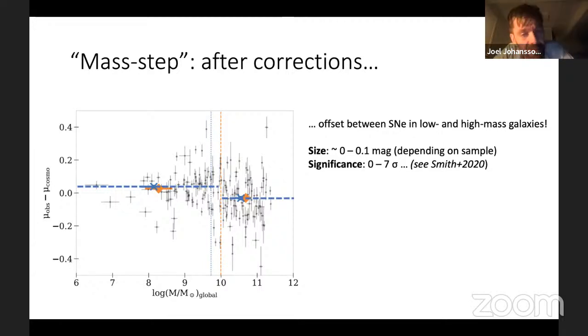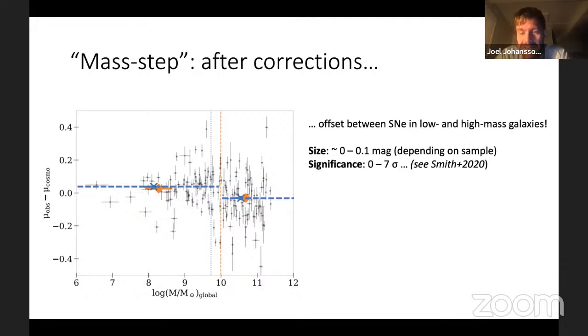You see that there's actually a quite significant step here between the two. Meaning that after you've done all the corrections for stretch and color, let's see which way it goes now. The supernova in the high mass galaxies are on average roughly 0.1 magnitudes brighter than their lightweight low mass friends here.